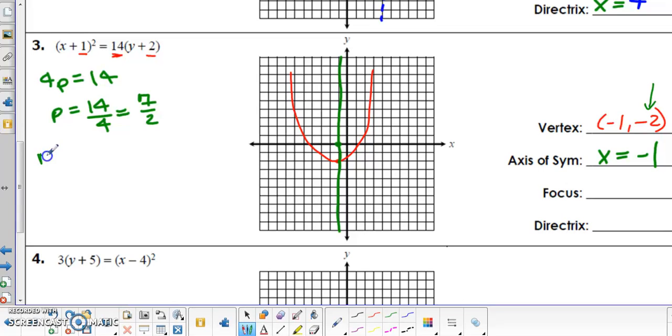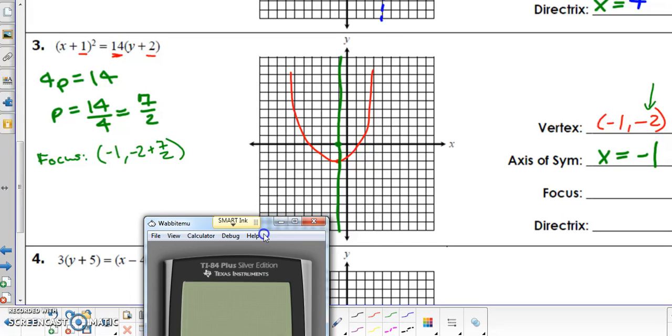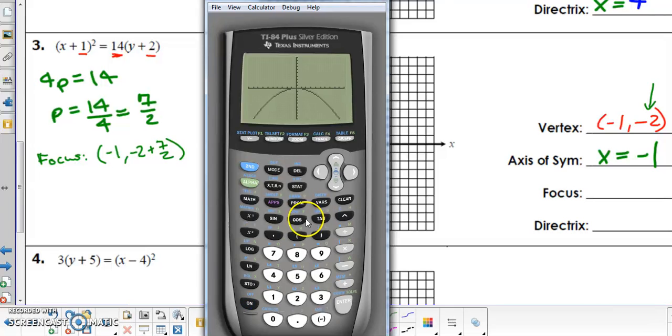So, for example, for my focus, I've got my vertex, (negative 1, negative 2), and I'm going to add p to this coordinate because that's the one that's changing along that axis of symmetry. So I'm going to add 7 halves. Again, I can just take out my calculator, guys. You guys seem to be making this way more difficult than you need to. So we have negative 2 plus 7 over 2. Enter, enter. We have. Okay.